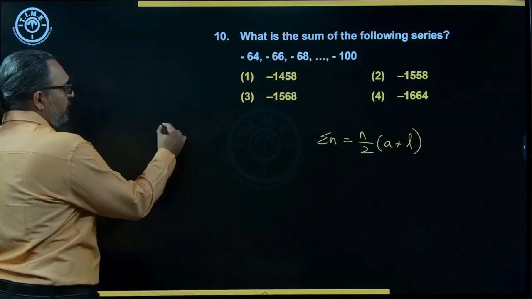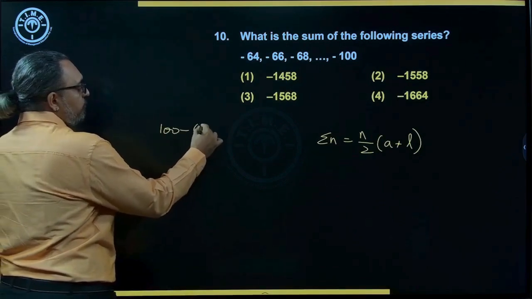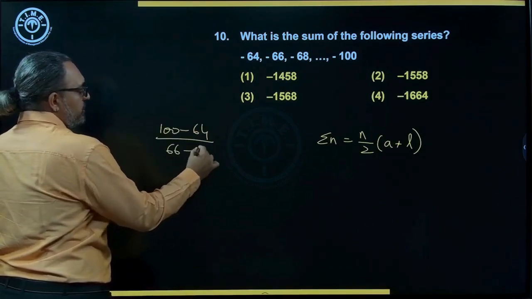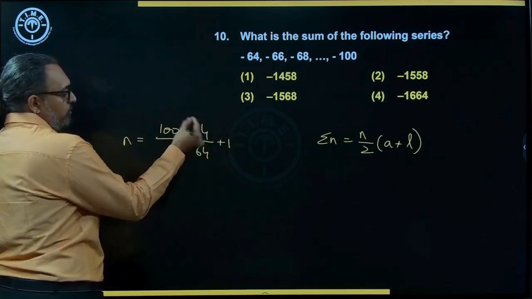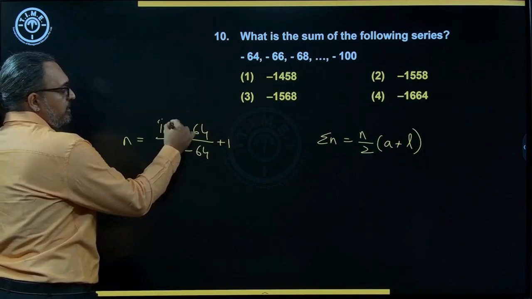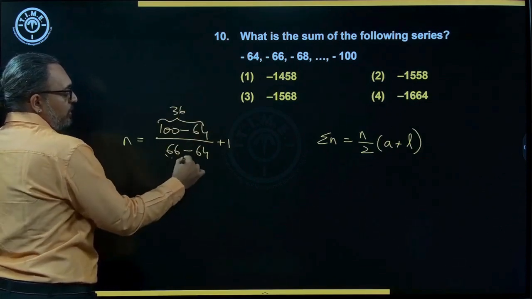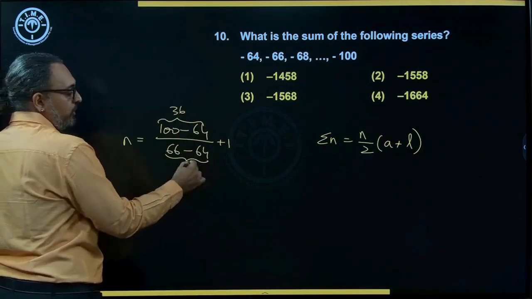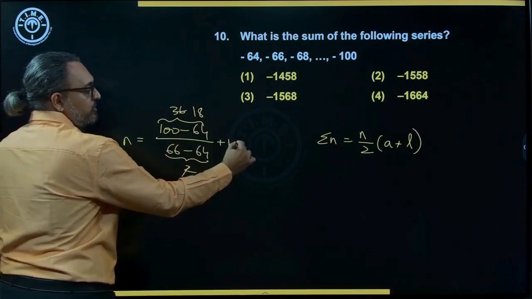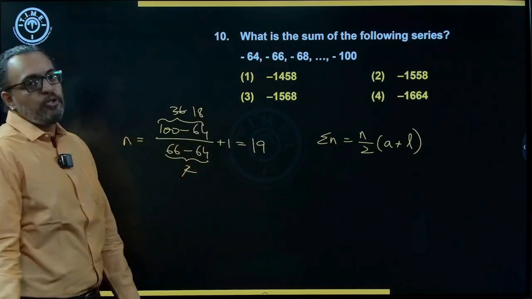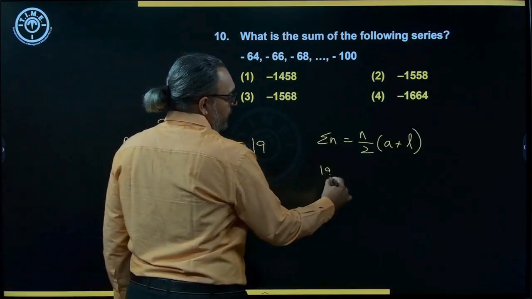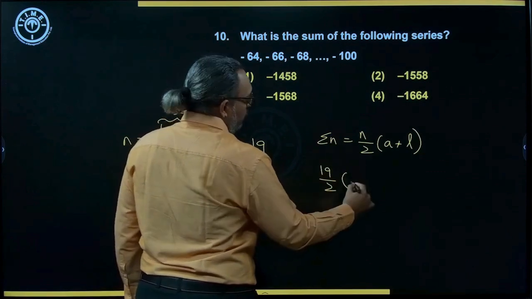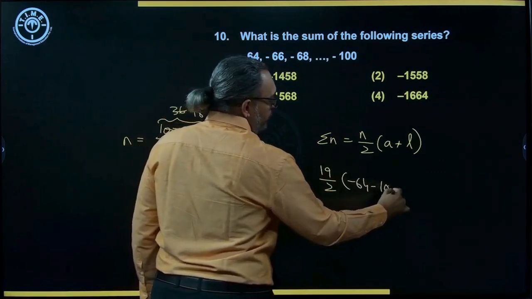Another way is you can take 100 minus 64 by 66 minus 64 plus 1. This is the n value you will get. So how much is this? This is 36. How much is this? 2. 36 by 2 goes 18 times. So 18 plus 1, you have 19. So that way also you get n value. Understood? So that's what you substitute, which is 19 by 2 into minus 64 minus 100.